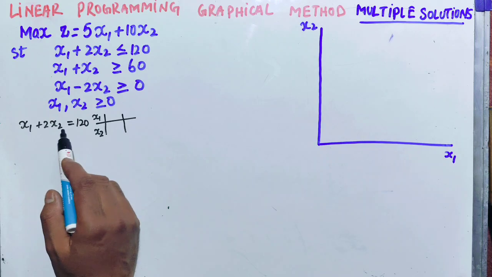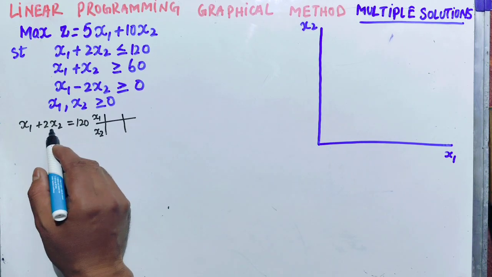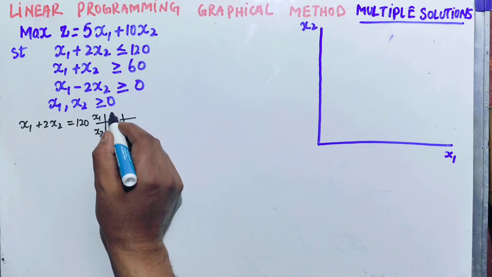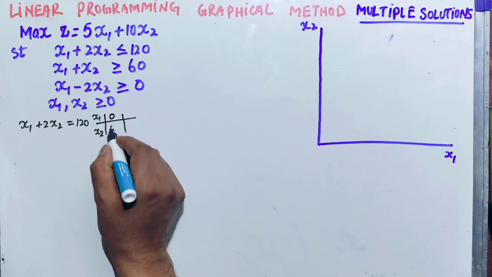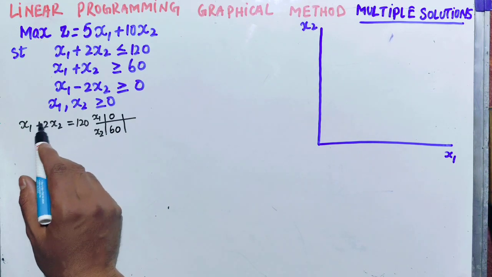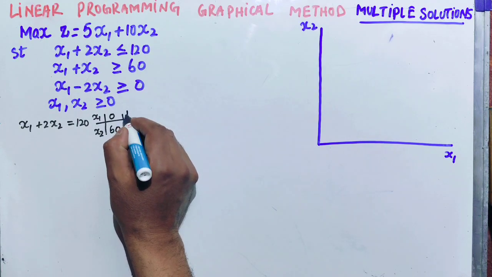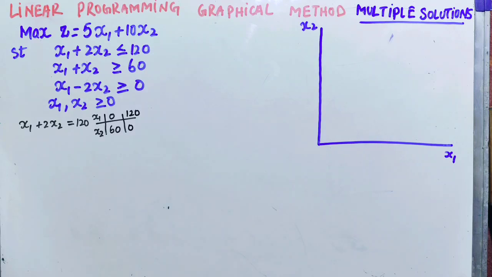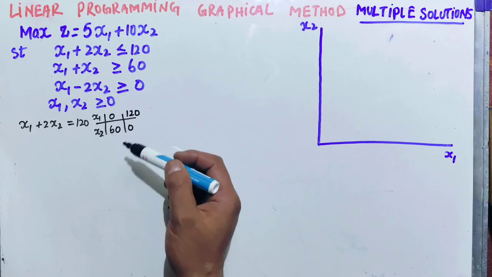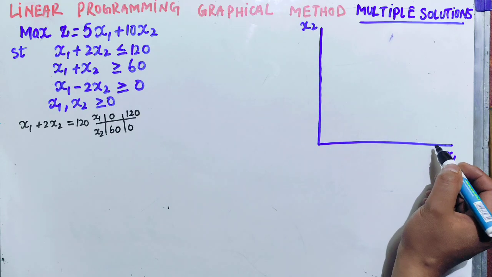Okay, so when x1 is equal to 0, that means 2x2 is equal to 120, which means x2 is equal to 60. So when x1 is equal to 0, x2 is equal to 60. Similarly, when x2 is equal to 0, this term is equal to 0, that means x1 will be equal to 120. So when x2 is equal to 0, here we will get 120 for the first constraint.